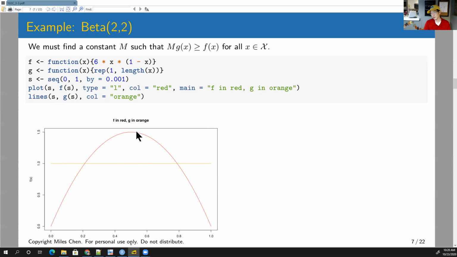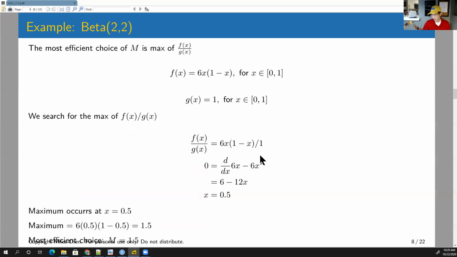Okay, and so just visually, what does it look like m needs to be? You can throw it in the chat or speak up. Yeah, just visually, it looks like it's going to be 1.5, and indeed, that's going to be the answer. Because the max of f is 1.5, so we need to take 1.5 times 1, and then we'll get up to 1.5.